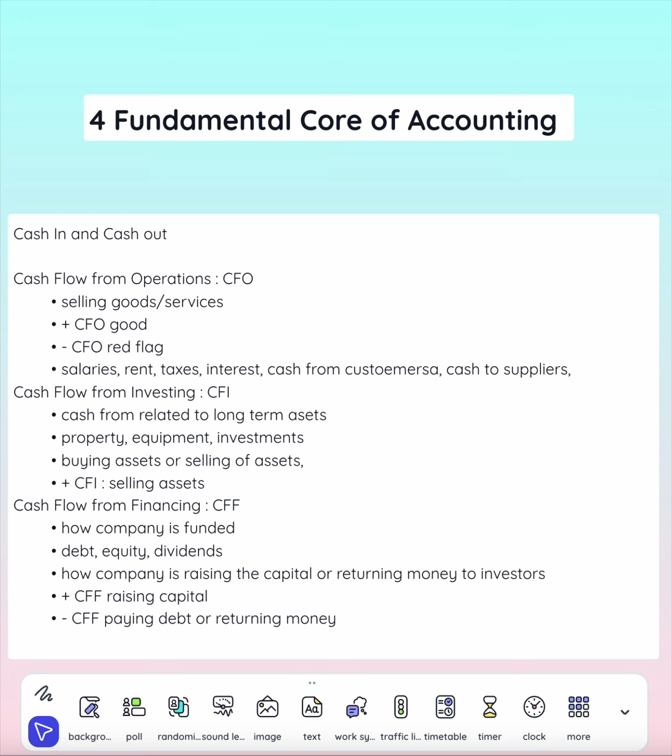I think you guys have enjoyed this tutorial, and try to understand this. It's very crucial and fundamental for understanding accounting. It's a core fundamental concept for accounting, and that's it. Thank you.